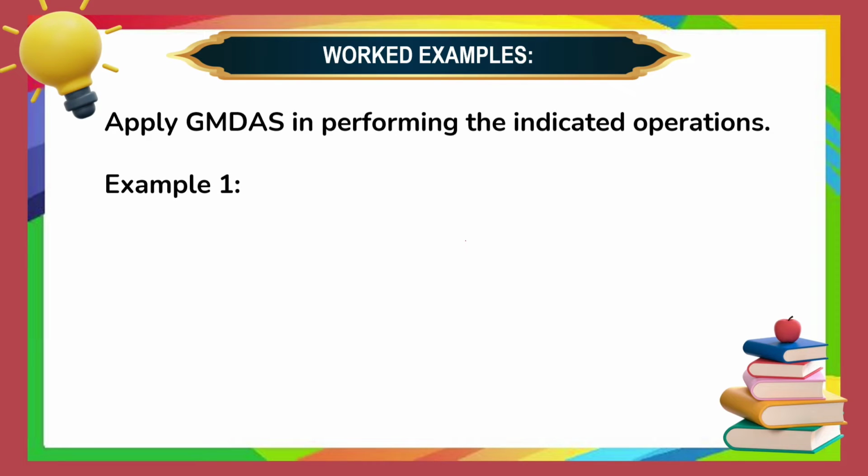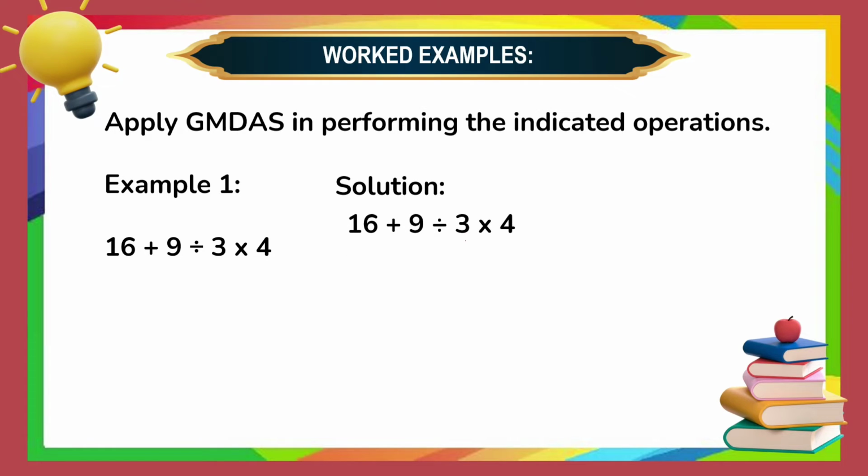Let's work on some examples by applying GMDAS and performing the indicated operations. So, 16 plus 9 divided by 3 times 4. How are you going to solve this one? Okay, since we have 3 operations involved, we need to apply the GMDAS rule. Multiply or divide as they occur from left to right. So, meaning to say we have to divide first.